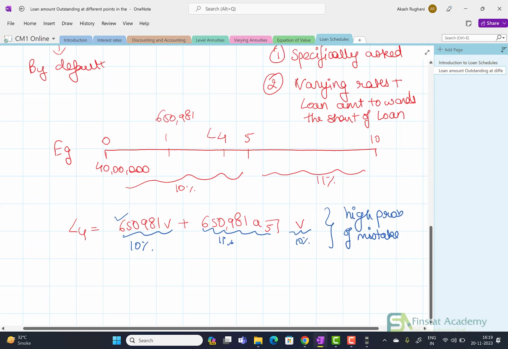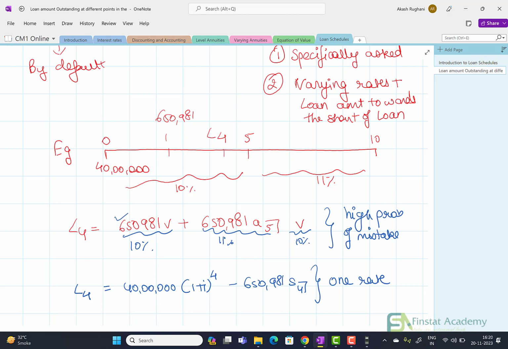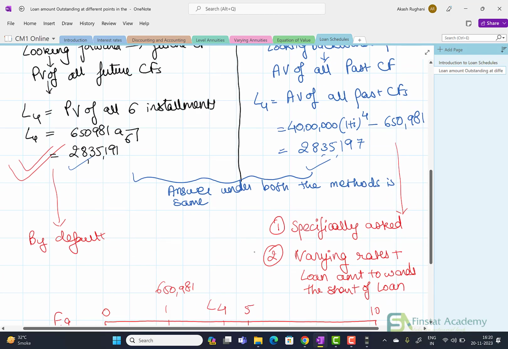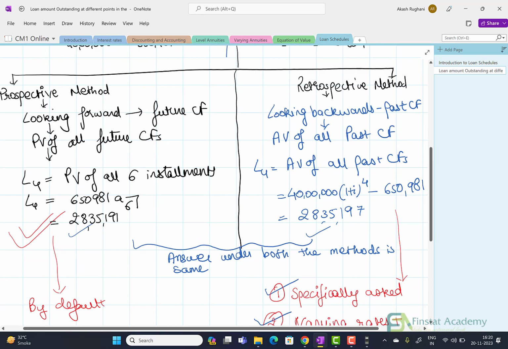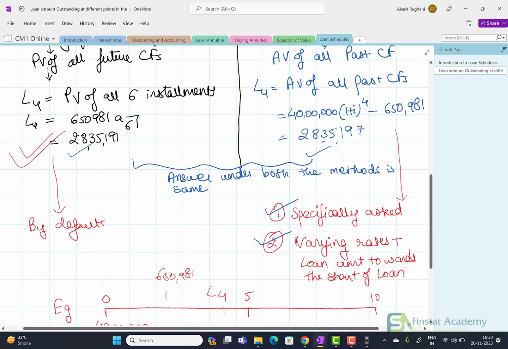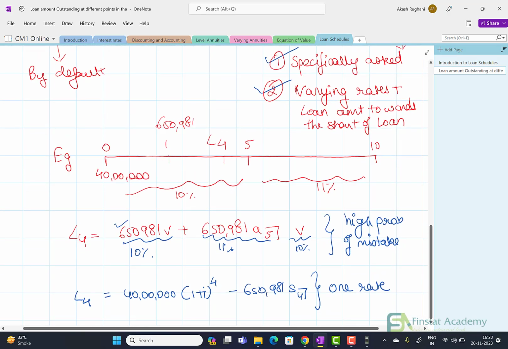But when I talk about retros in this case, 40 lakh will get accumulated till time 4 at 10% minus 6,50,981 S4. Here there is only one rate, so you will not go wrong. From 0 to 5, the rate remains the same. Cool, guys. So only when these two conditions are there, we will use retros. Otherwise, throughout this, we will be only looking at the prospective method. I hope I'm clear, guys.